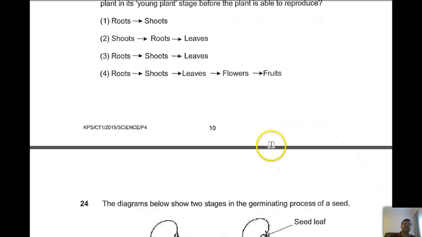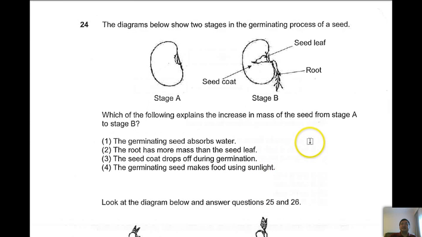Next, these are the two seeds pinned here. The seed coat is the one outside. Right inside is a seed leaf, and the roots are growing out downward this way. Now, which of the following explains the increase in the mass of the seed from stage A to stage B? Increase in mass means from here to here there is an increase in weight. Interesting, right?